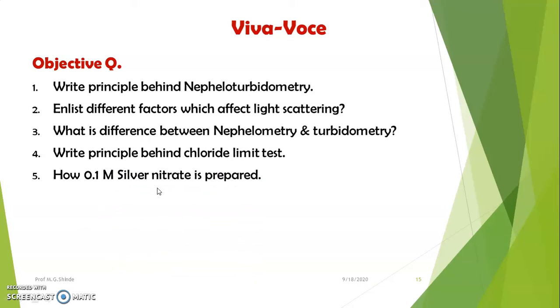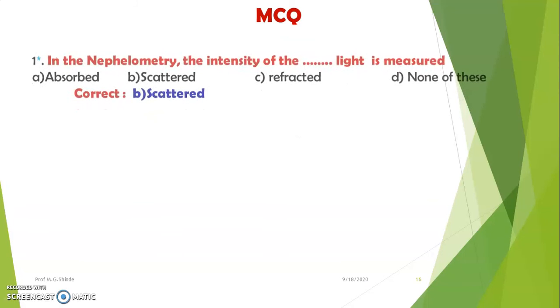How is 0.1 molar silver nitrate prepared? By dissolving 1.7 gram of silver nitrate in 10 ml of water and making the volume up to 100 ml, we can prepare the silver nitrate solution. Now there are some MCQ questions.